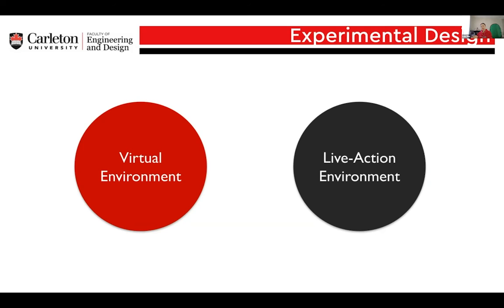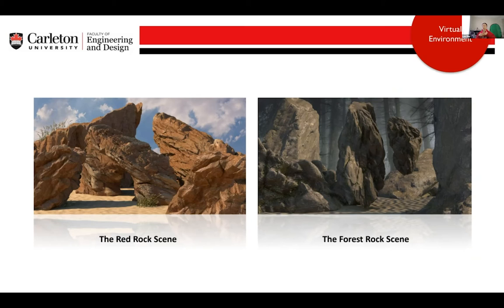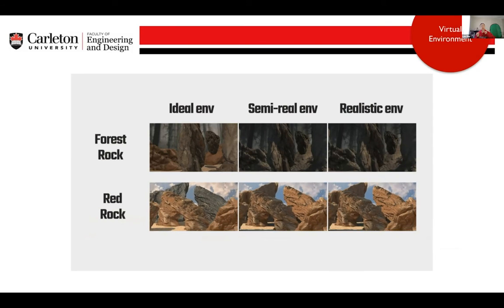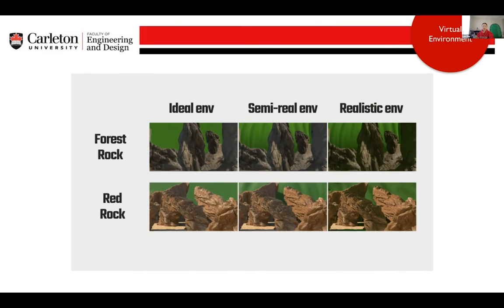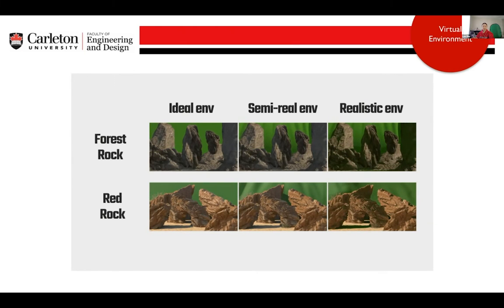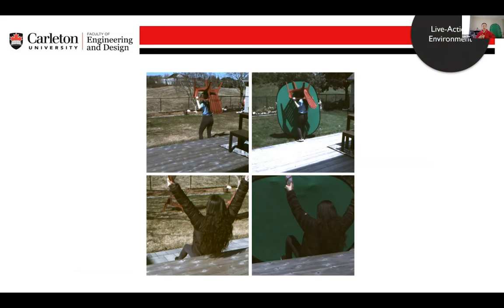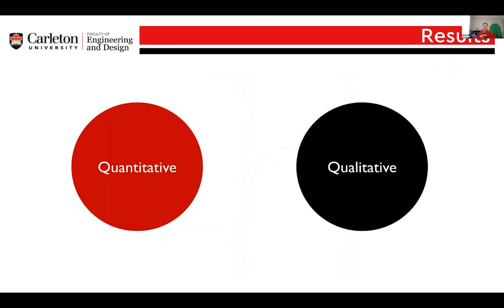In the experiment part, we designed both virtual and live action environments to evaluate our method. In the virtual environment, we built 2 scenes, each of which has 6 versions: 3 for stereo generation, where the environment goes from ideal to realistic, and 3 for chroma keying, also from ideal to realistic. For the live action environment, we also filmed both a stereo version and a chroma key version, so we can compare their matting accuracy later. The results are displayed in quantitative and qualitative parts.